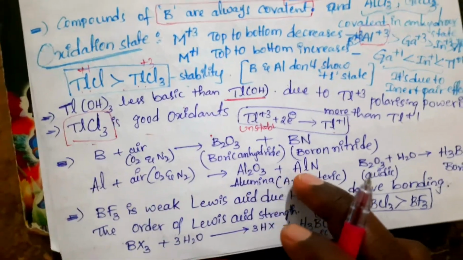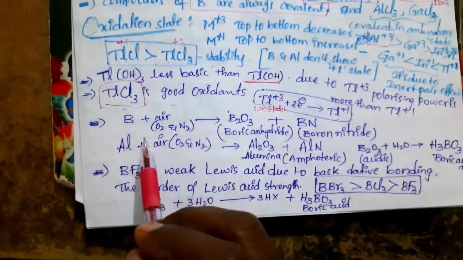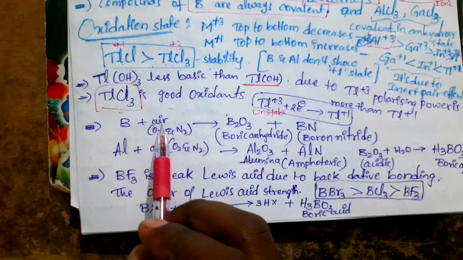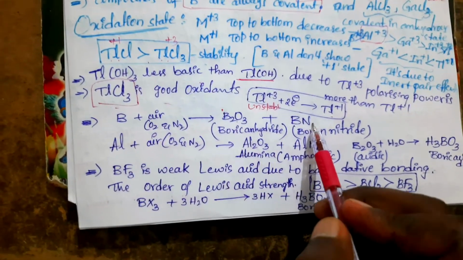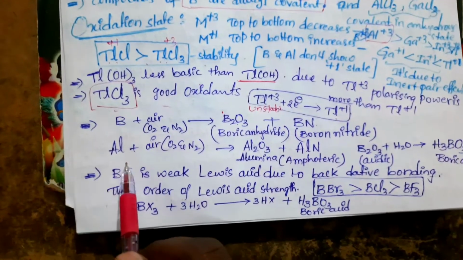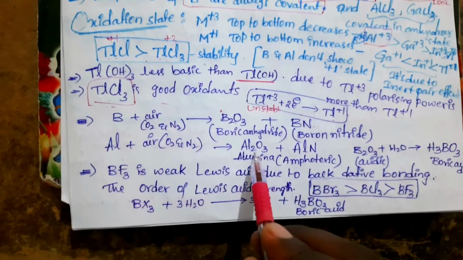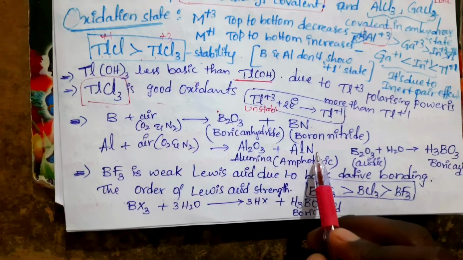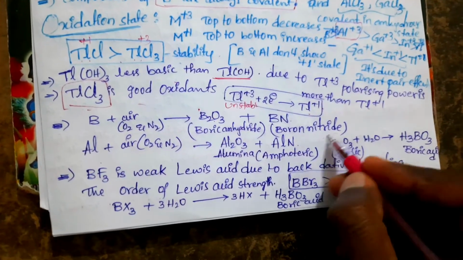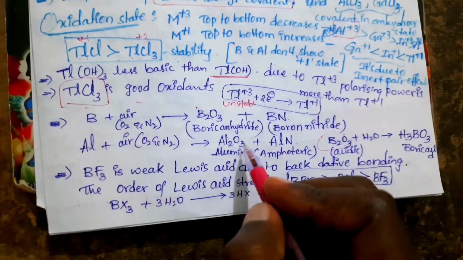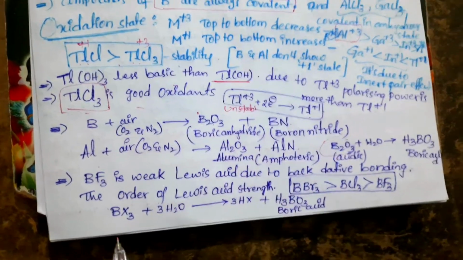Now you can see the chemical properties of boron here. Whenever boron reacts with atmospheric air, it can form boric anhydride and boron nitride also. Aluminium can also react with air. It can form aluminium oxide and aluminium nitride also. The boric anhydride will have acidic nature. B2O3 is having acidic nature, but Al2O3 is an amphoteric oxide.